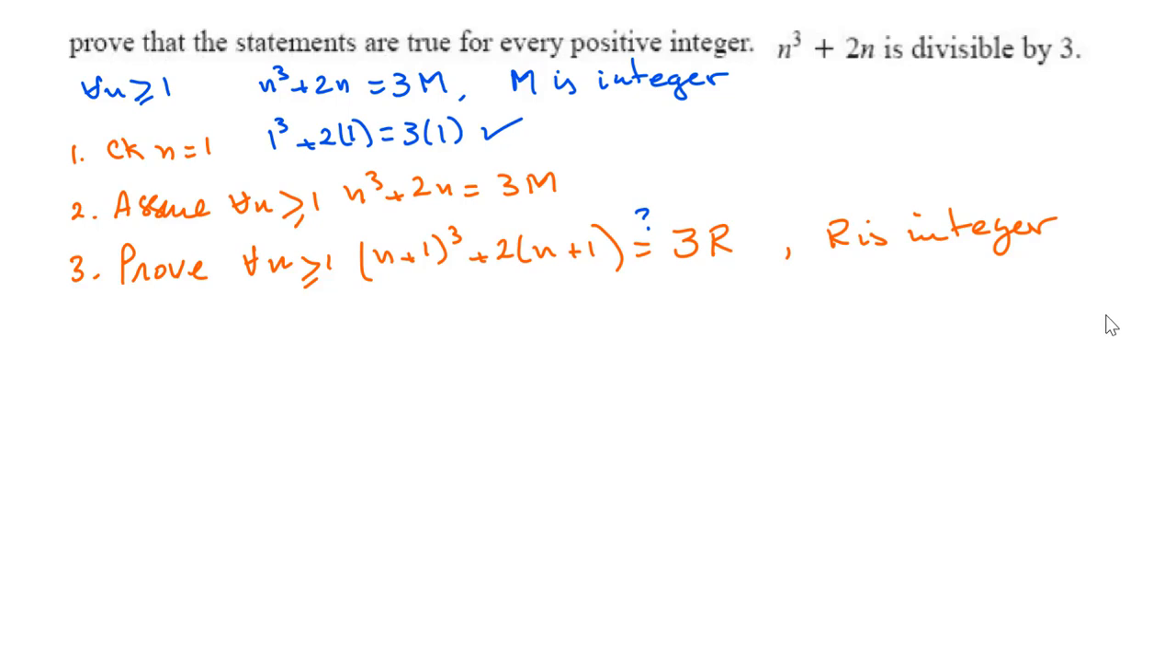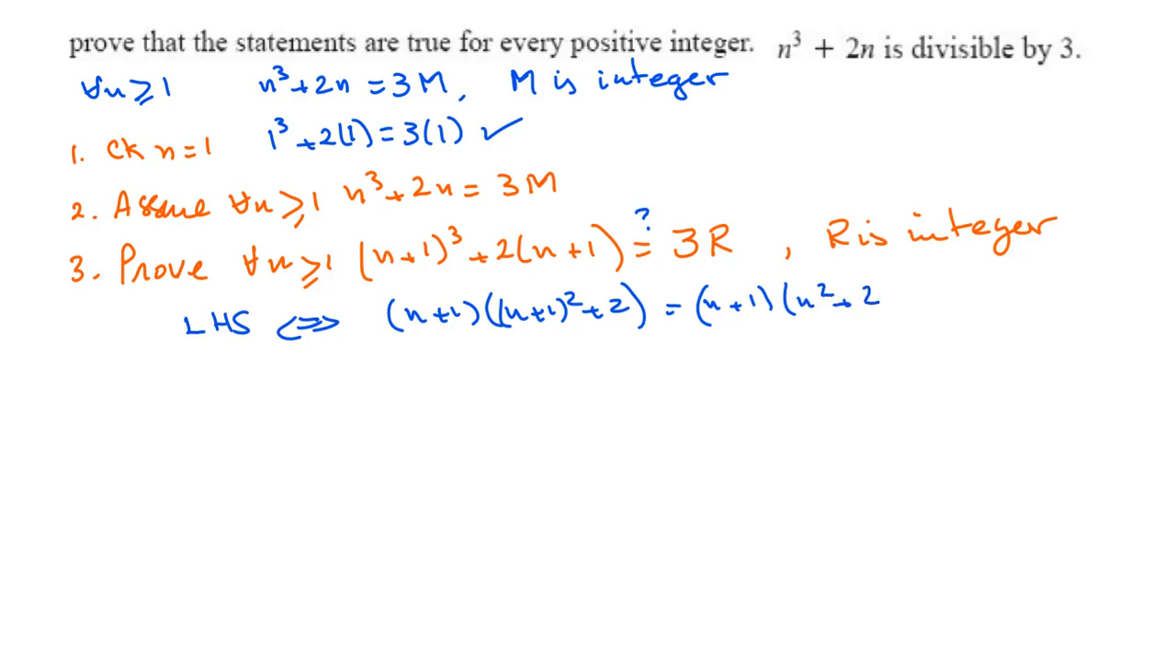So there are many ways to solve this with different algebra. What I'm going to do here, I'm going to take this left hand side, and if I factor n plus 1, I get n plus 1 quantity squared plus 2, which is the same as n plus 1 times n squared plus 2n plus 1 plus 2. So if I add the like terms, we get n squared plus 2n plus 3.